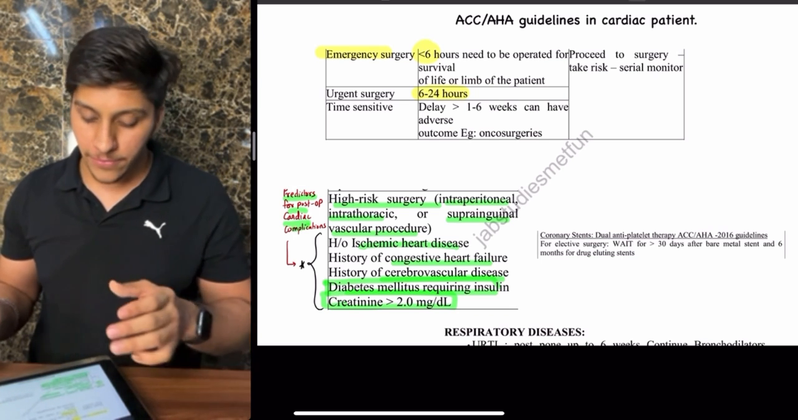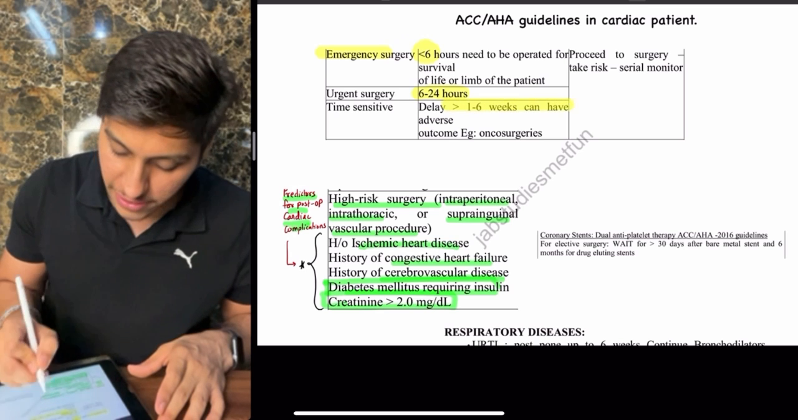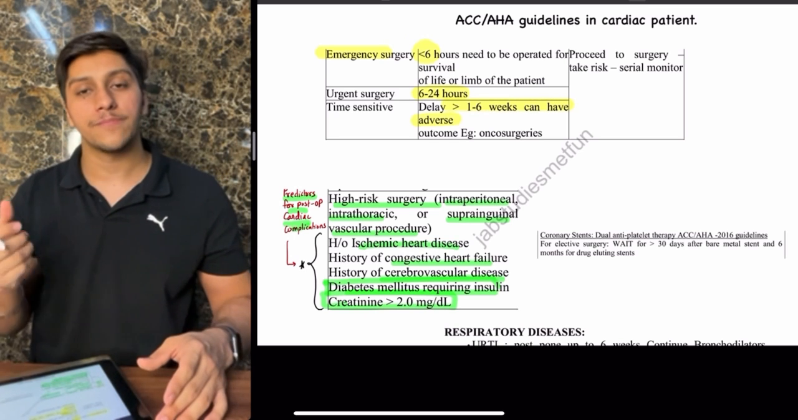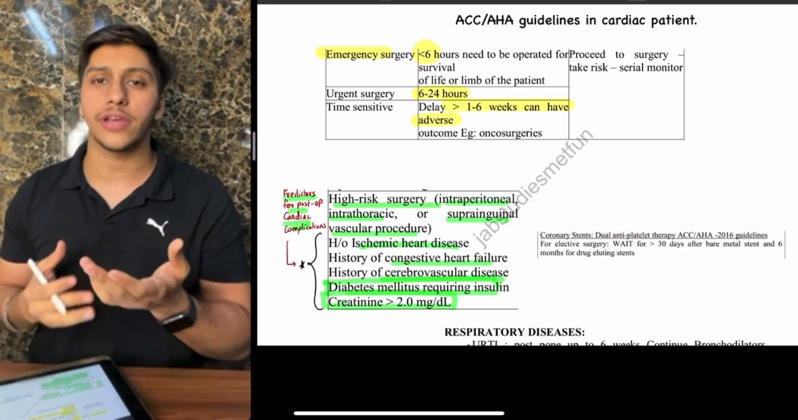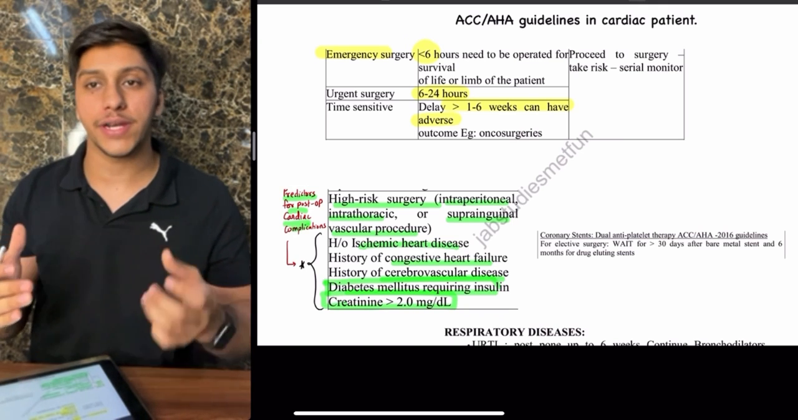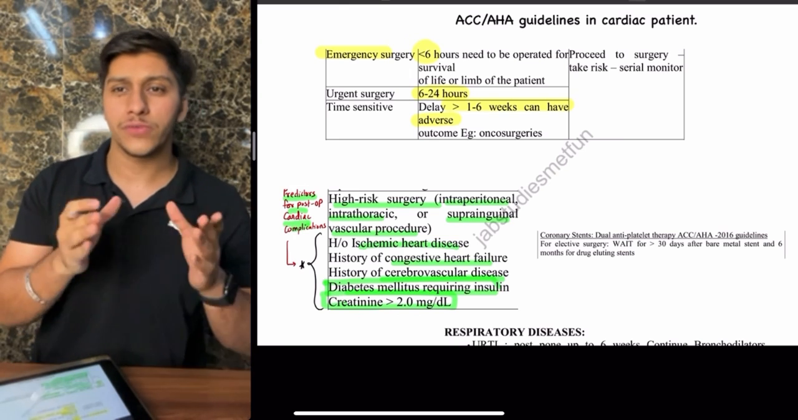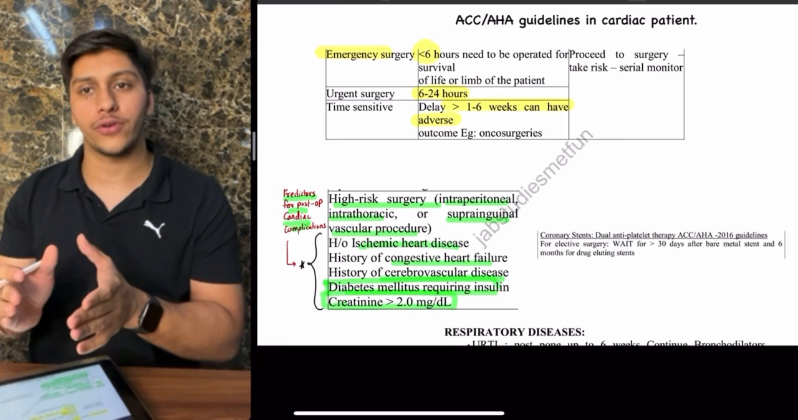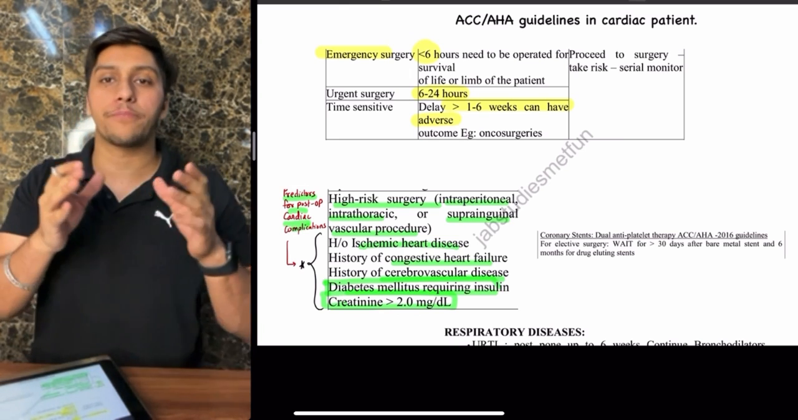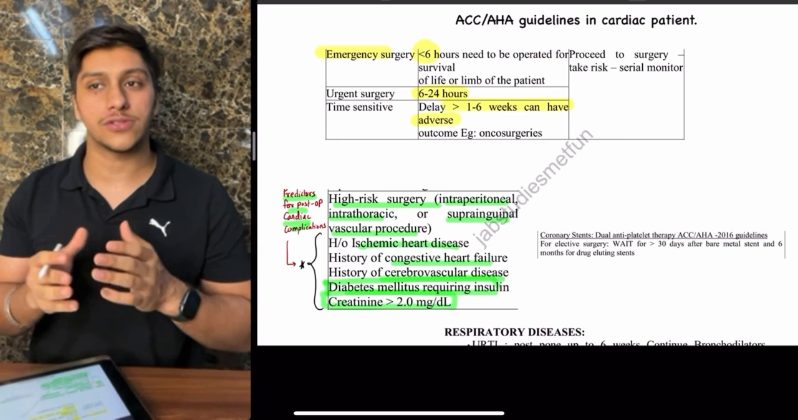Time sensitive is when, if you delay it for more than 1 to 6 weeks, it can have adverse effects, such as onco surgeries or in case of onco treatment. So this is the difference. Remember, emergency, a bigger word, more dangerous, so do it fast. Urgent, a little smaller, so 6 to 24 hours, and time sensitive, in which if you take a prolonged time, the prognosis of the patient is going to be poor.